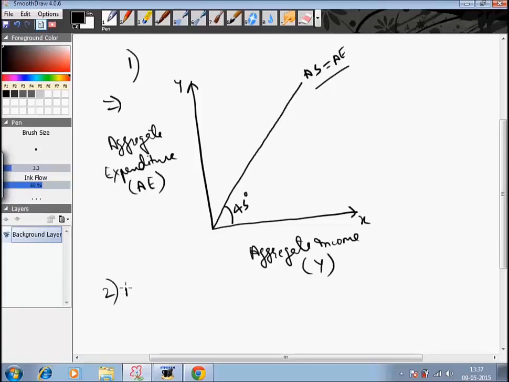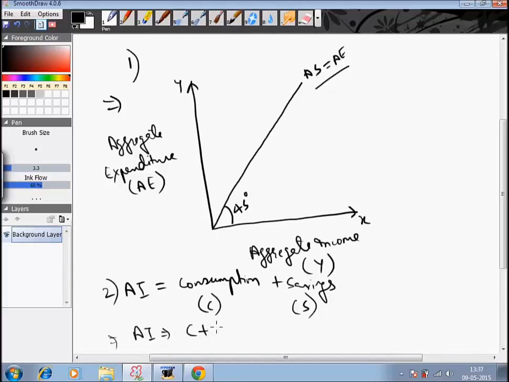aggregate income is always equal to consumption plus savings. We denote consumption by C and savings by S. So we can see that aggregate income is always equal to C plus S. Fine. So these are the two important points which we need to remember in deriving the aggregate supply.